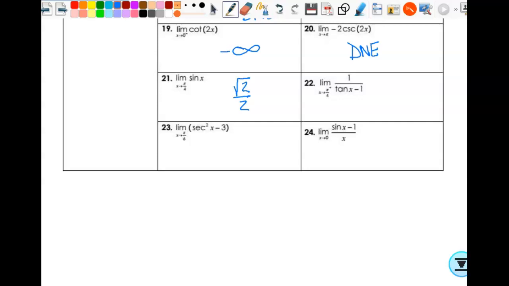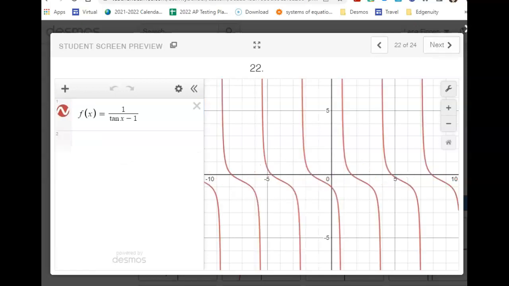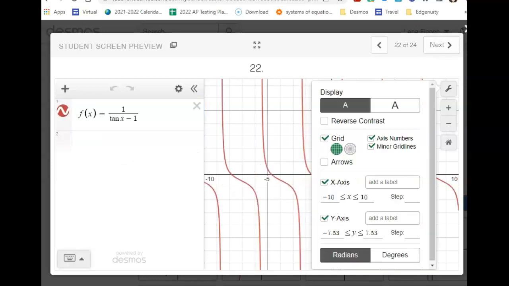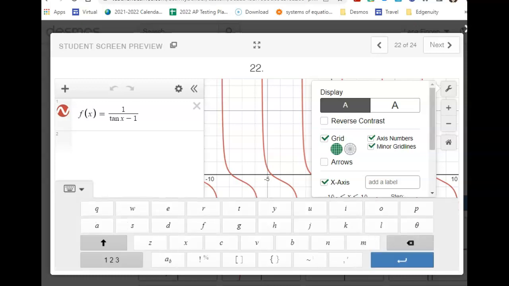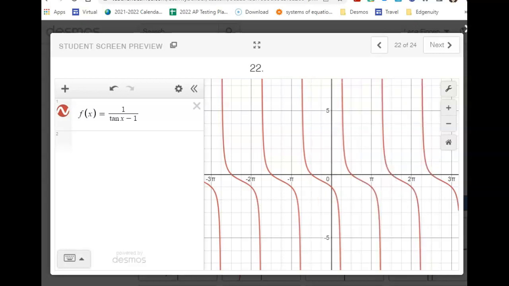22, the limit as x approaches pi fourths from the right. So this time, just to remind you that there's different things we can do, we'll change the step to pi. So I can see that if this is pi halves, this is pi fourths. So what do I have at pi fourths? An asymptote. And so that means if we're approaching it from the right, what's my answer? Infinity.